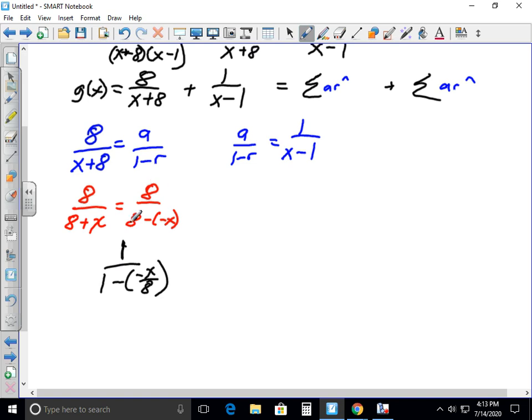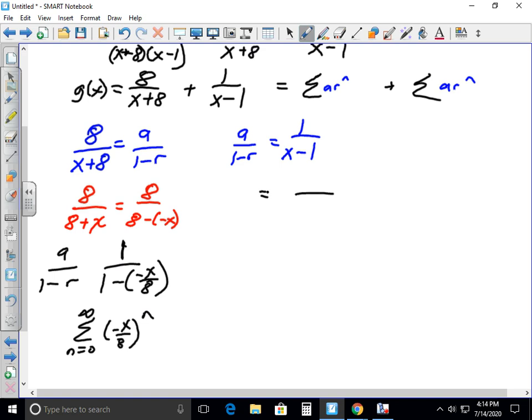8 divided by 8, 8 divided by 8, and that divided by 8. So that's A, and that's 1 minus R. So that's for the first series. So we get the series is n equals 0 to infinity of A, which is 1, times R to the n power.